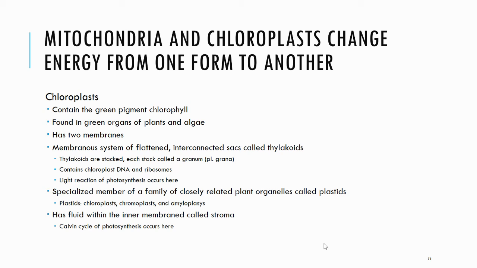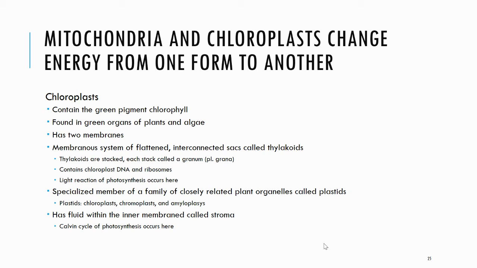Chloroplasts contain the green pigment chlorophyll. It is found in the green organs of plants and algae. It also has two membranes. Its membranous system of flattened interconnected sacs are called thylakoids. The thylakoids are stacked, and each stack is called a granum. The plural form of that is grana. It contains chloroplast DNA and ribosomes, and this is where the light reaction of photosynthesis occurs.